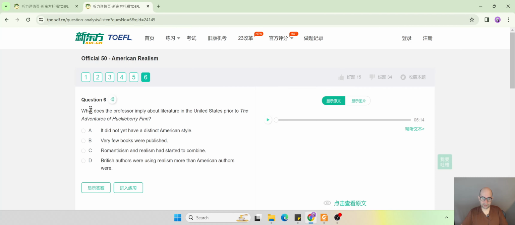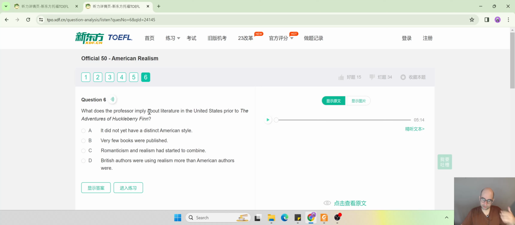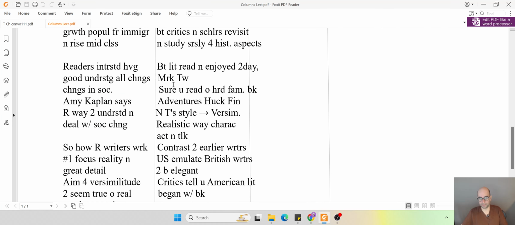Now, keep in mind, guys, when you read this, you want to tell yourself, what does the professor want us to understand about literature in the United States prior to this book? Think of it that way. So, Mark Twain, there we go. I'm sure you read or heard about his familiar book, The Adventures of Huckleberry Finn. And Twain's style, you can even write this as TW. I have it as T because I'm repeating.